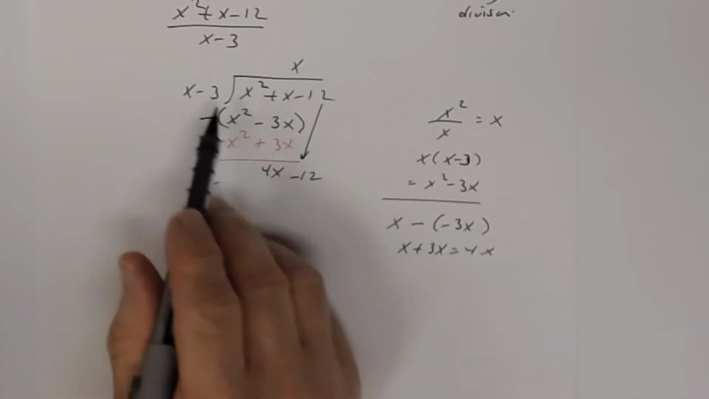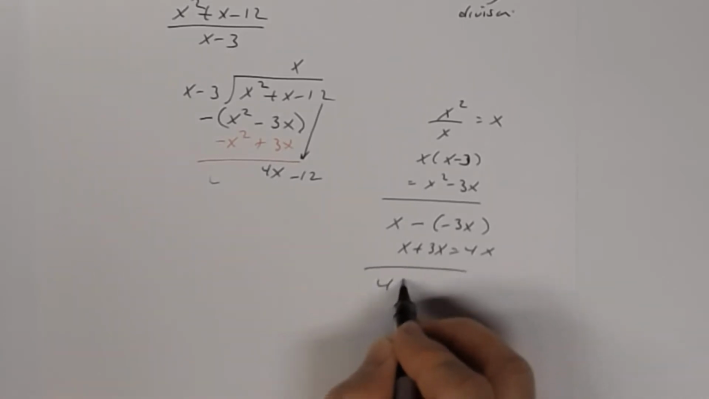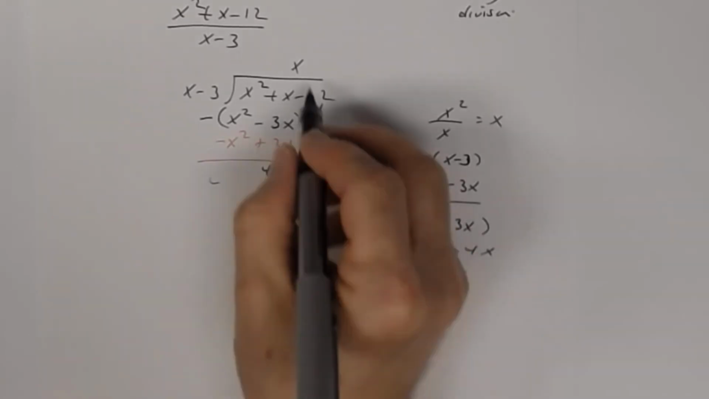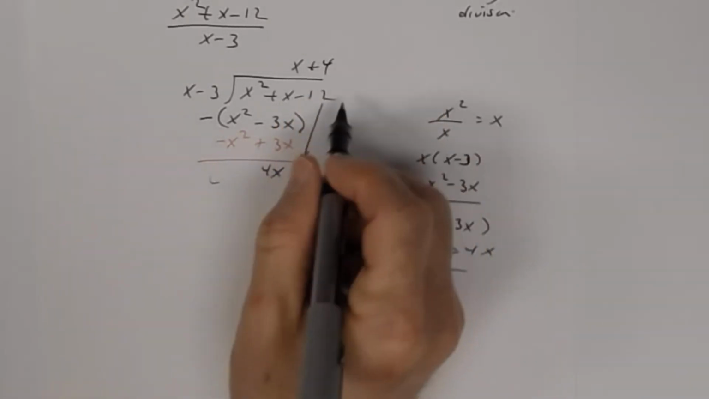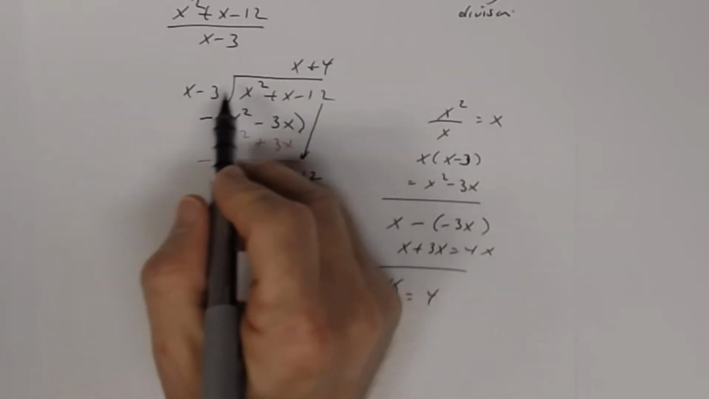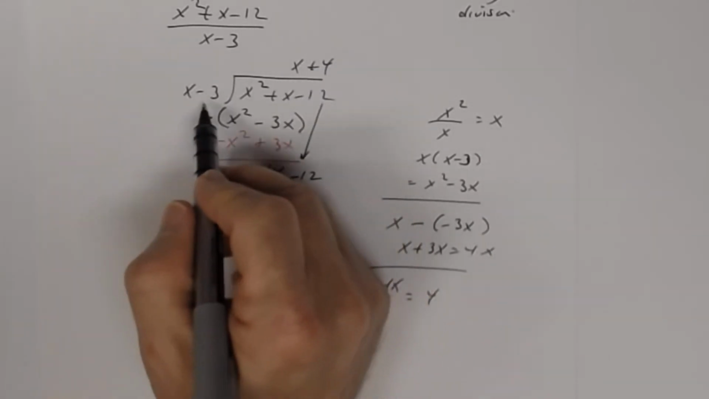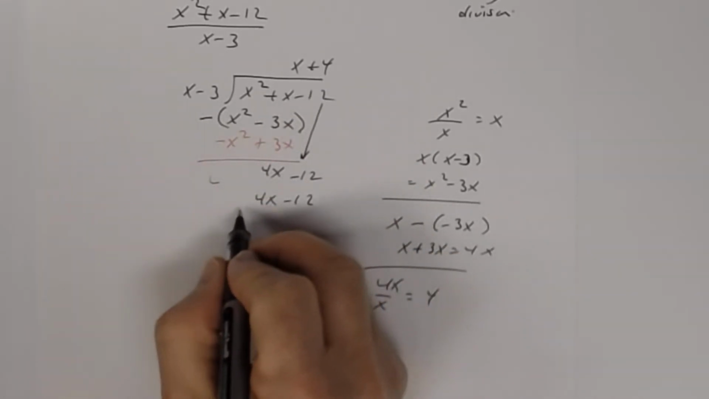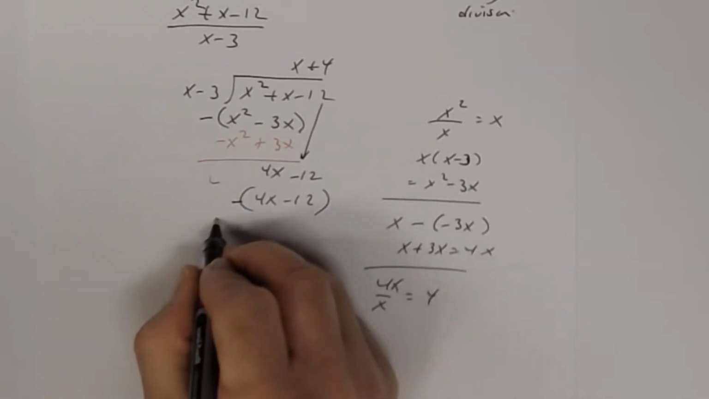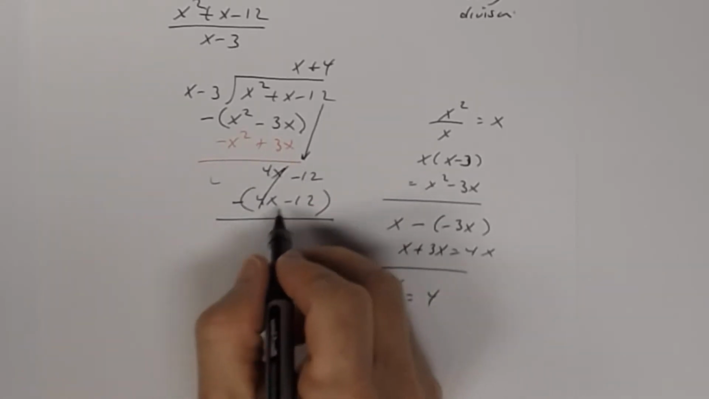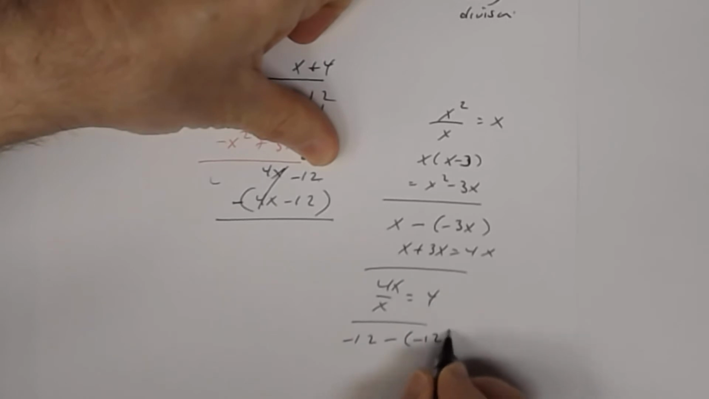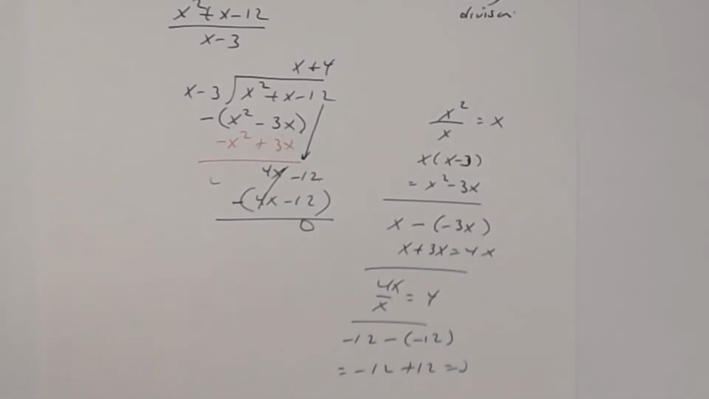So 4x divided by x, in your mind, that's what you're thinking. And so 4x divided by x is 4, and that goes here. Positive 4 goes here. And then you take this term you just put, multiply by your divisor. So 4 times x is 4x. 4 times a negative 3 is a negative 12. And then you subtract, just like you did. Okay? Now 4x minus 4x, that's 0. And it just turns out that negative 12, subtract a negative 12, means negative 12 plus 12, which is also 0. So remainder is 0.